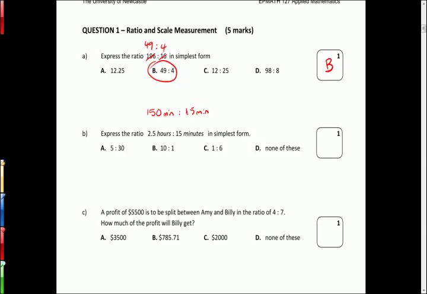Since they're both minutes, it's 150 whatevers to 15 of the same whatevers. And let's keep simplifying it. Clearly fives are in common. How many fives are in 15? 3. How many fives are in 150? There's 30. And I can see there's still 3's in common. How many 3's in 3? 1. How many 3's in 30? There's 10. So it comes down to 10 to 1. And I can see that from the start, 150 minutes to 15 minutes, if I had been smarter, I would have said, look, there's one 15 in that and there's ten 15's in that.